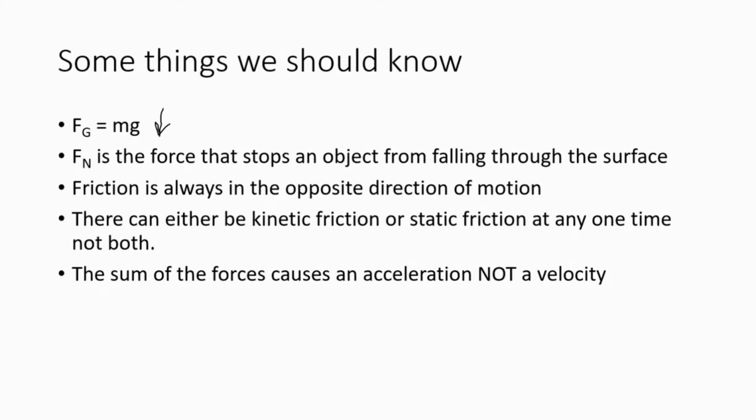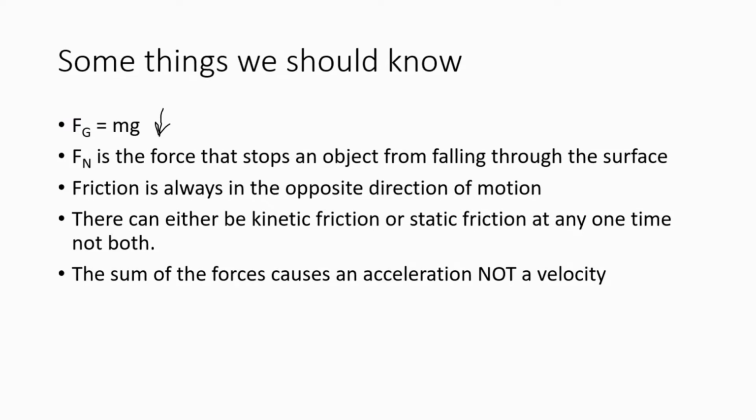Friction is always in the opposite direction of motion. We could either have kinetic friction or static friction. Again, we're not going to have both. And then the last one, the sum of forces causes an acceleration, not a velocity, right? So forces can cause something to accelerate in a certain direction. That doesn't mean they're necessarily moving in that direction at this moment in time.